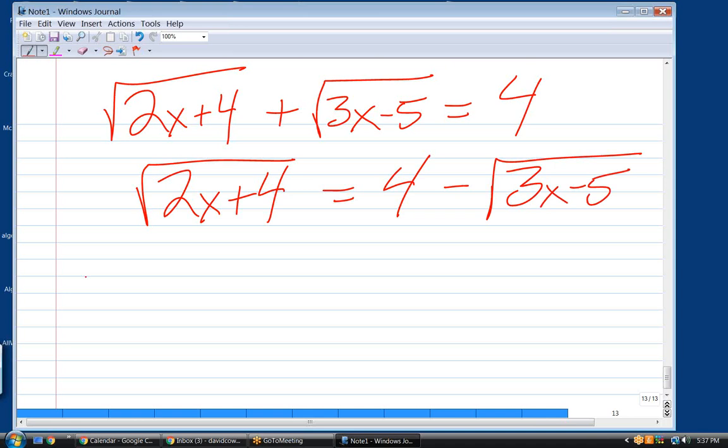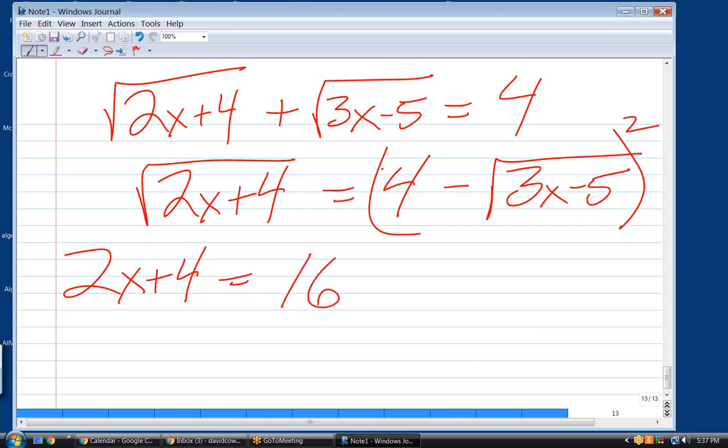Could you square everything? Again, let's square that using what we just learned. 16 minus 8, and then in a radical 3x minus 5 plus 3x minus 5. Good.